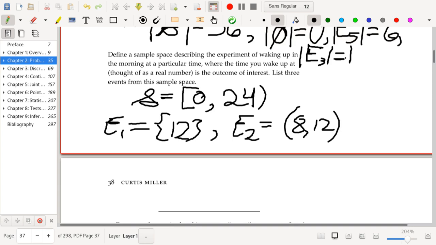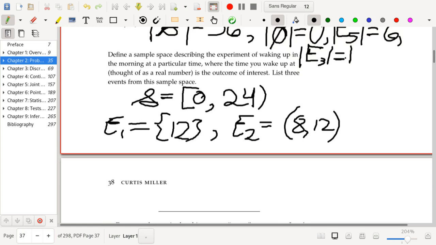This event would be an event where you can in fact wake up 8 hours and a millisecond, 8 hours and a second, or 12 hours less a second. But you cannot wake up at exactly 8 hours or exactly 12 hours and have this event actually have occurred.